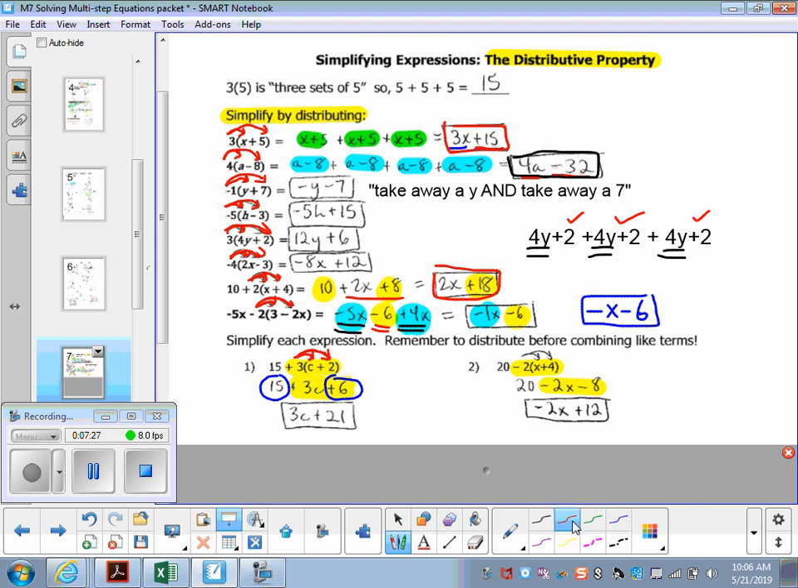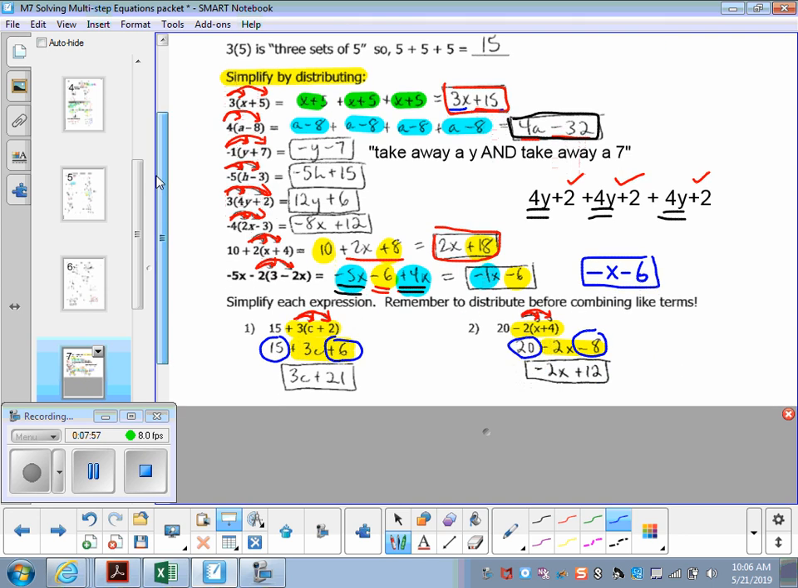For the next one, once again, we're distributing first. We have this negative 2 times x, which is the negative 2x. And negative 2 times 4 is negative 8. Now we're ready to combine like terms. And we have a 20 with a negative 8. 20 minus 8 is 12. Since 20 minus 8 is a positive 12, notice I have a positive 12 in my answer, and nothing combines with the negative 2x, so our final answer here is negative 2x plus 12.